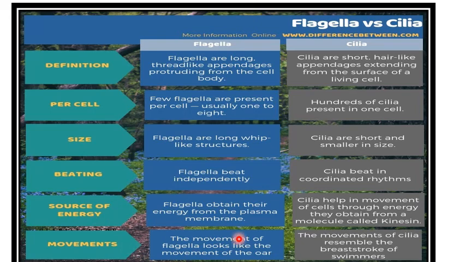And movements: the movement of the flagella looks like the movement of an oar, and the movement of the cilia resembles the breaststroke of a swimmer. Another example which I gave is people rowing a boat. So here we complete the chapter called cell motility. Thank you.